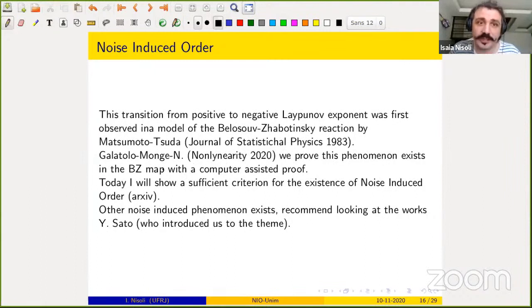So we developed a computer-aided discretization scheme that permits us to approximate this system with noise by a Markov chain. Then we have some rigorous results about how near the steady state of the Markov chain is to the stationary measure, giving an error in L1. We use this error to compute an enclosure, an interval that contains the Lyapunov exponent of the BZ map, and this permits us to do a computer-assisted proof of noise-induced order in this system. But today I will show a sufficient criterion to show that there is noise-induced order, and it is really simple.